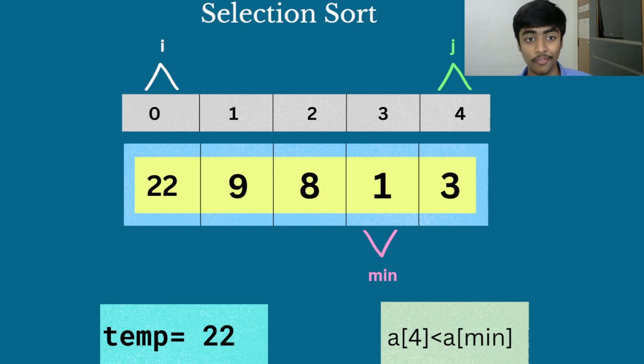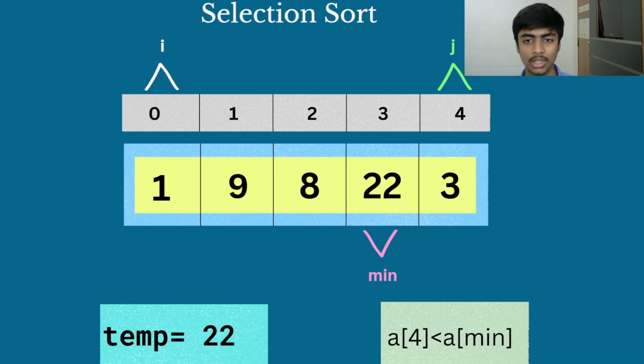We're going to set a of i to a of min. Basically, we're going to copy 1 to a of i. And then we're going to copy the value in our temp variable to a of min. So this would become 22. And you can see that by doing this, we basically swapped the two values. To understand this better, I definitely do recommend watching the video on the bubble sort. Even if you didn't, by the end of this video, you will understand how this works.